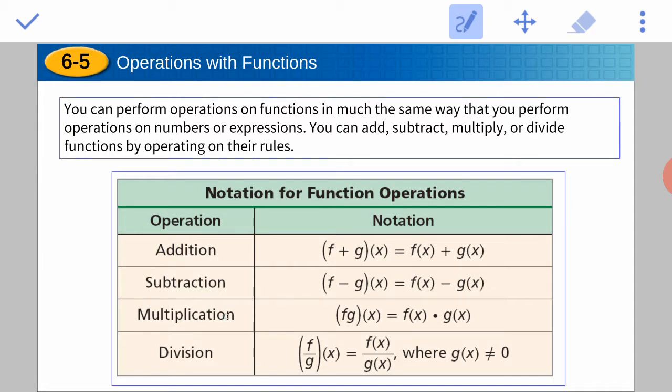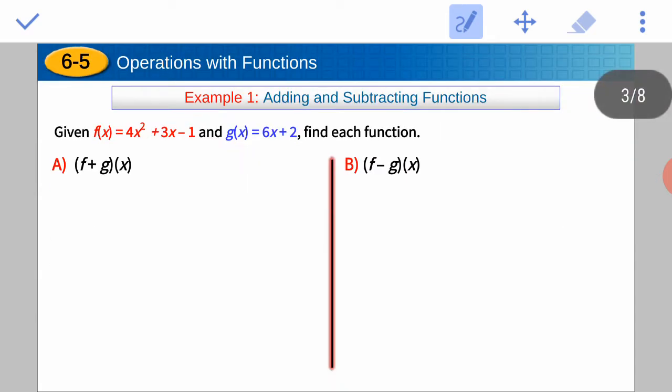The multiplication operation, f g of x, is simply f of x times g of x, and the division operation, f over g of x, is the quotient of f of x over g of x. But you have to be aware of the domain of this operation, because the denominator g of x cannot equal 0, because division by 0 is nonsense.